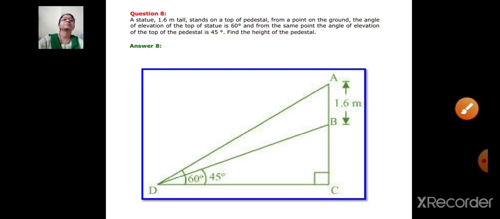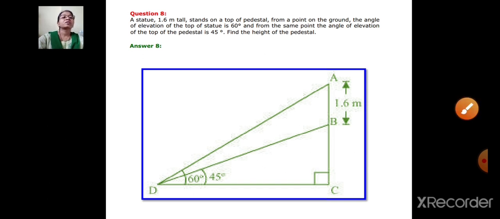Now next. Again from the textbook, question number 8. A statue 1.6 meter tall stands on top of a pedestal. From a point on the ground, the angle of elevation of the top of the statue is 60 degree, and from the same point, the angle of elevation of the top of the pedestal is 45 degree. Find the height of the pedestal. Pedestal means the stand on which that statue is erected.